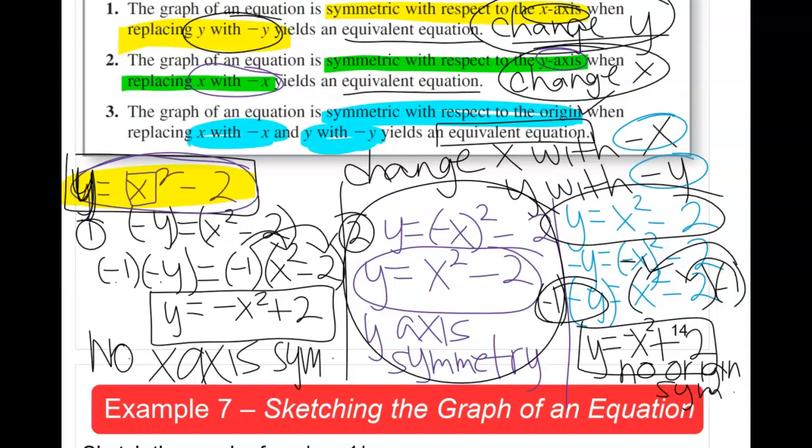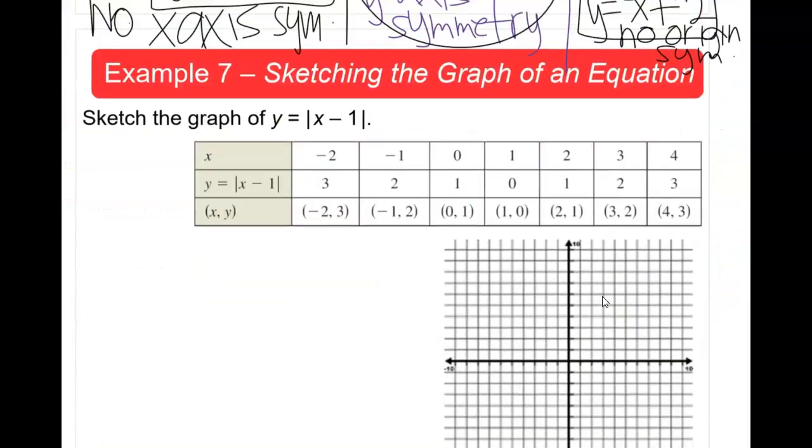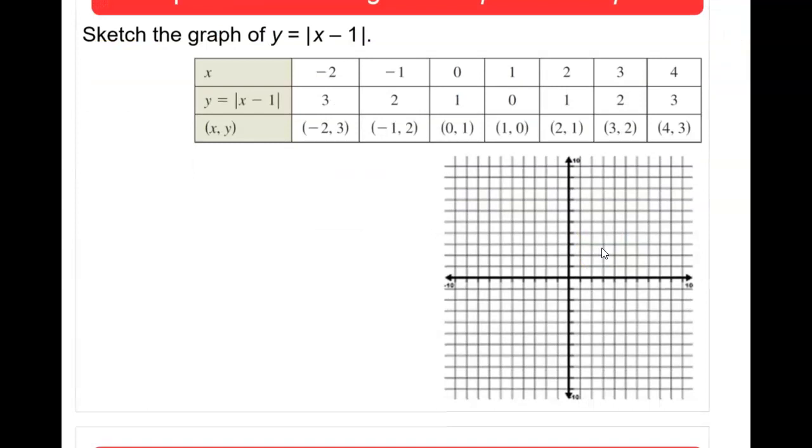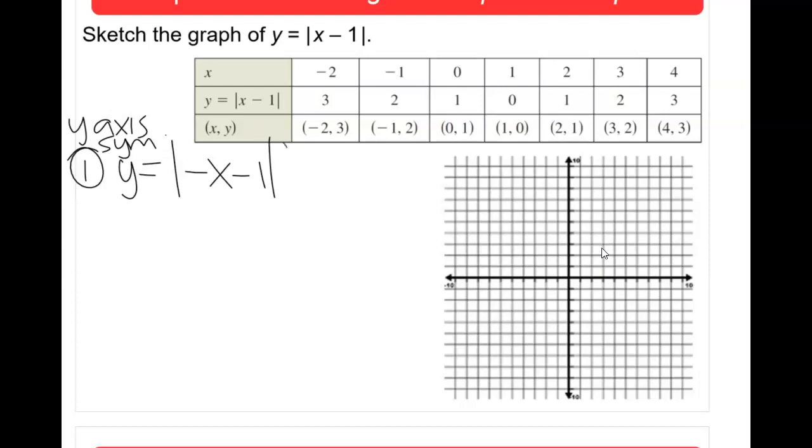Now, some equations may have symmetry with respect to the x-axis, others with respect to the origin, others with respect to the y-axis, and others might just not be symmetric at all, which is the case of the next example that we're going to be looking at. And so if we consider the equation, I'm just going to go ahead and test it for symmetry here. If I test for symmetry across the y-axis, I will have to change my x to negative. And at that point, you could check the y-axis symmetry test. You could see clearly that that is not the same as the original equation. So we say no y-axis symmetry.